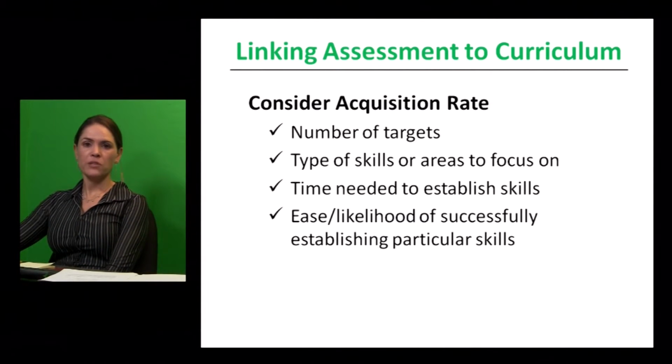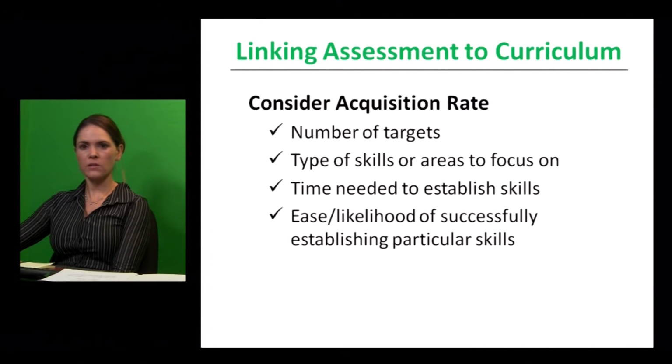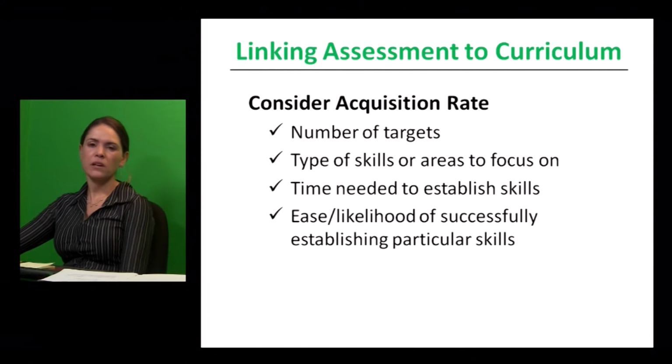You also want to look at the child's acquisition rate. That means, how fast does the child learn things? If it's a child who learns more slowly or struggles to master skills, you might want to consider introducing fewer targets at once, or to concentrate on foundational skills rather than more complex skills. And it'll kind of play into the type of skills or areas that you focus on, or you might have to think about how much time am I going to need to establish this skill? Is it going to be worth it? Is it going to take me too long? Maybe I should focus on really more functional things. And looking at particularly how successful will I be at being able to establish this skill. If it's going to take me a really long time, it may not be worth it.